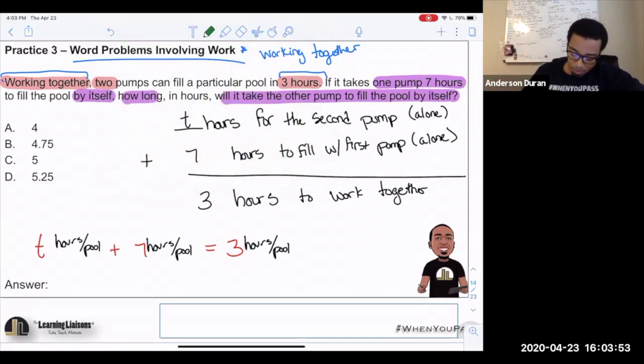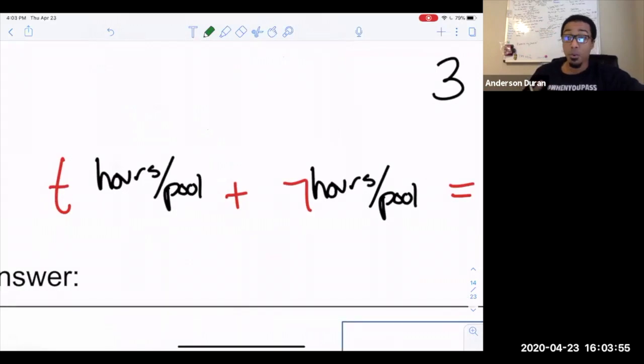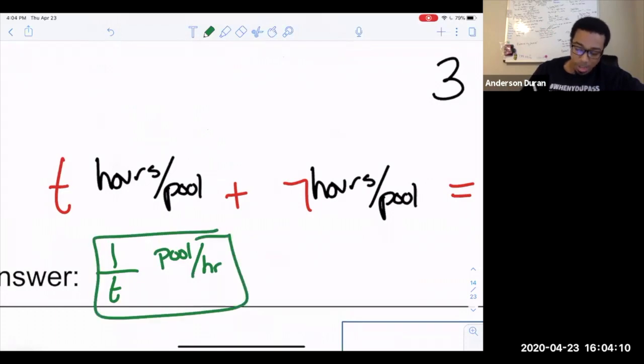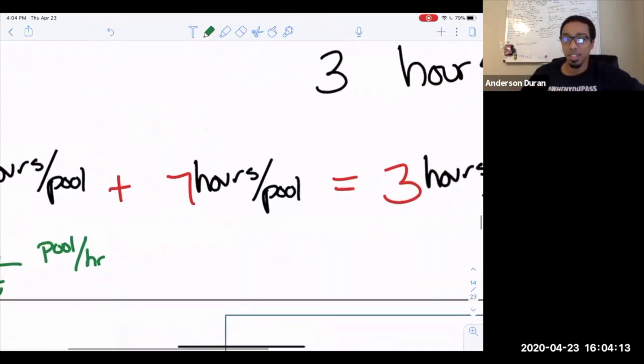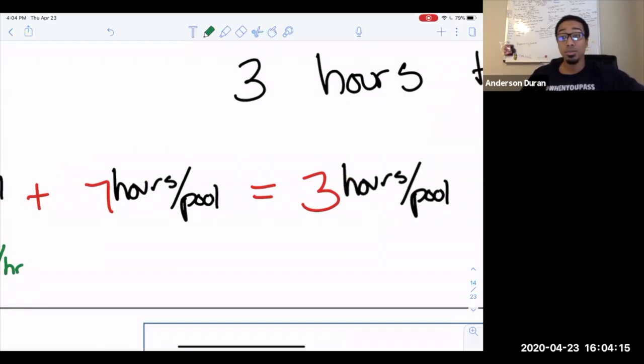So instead of saying it's T hours per the whole pool, essentially I'm going to flip it. I'm going to say 1 over T, because if I flip it, I'm saying that you get 1 over T of the pool done per hour. And this probably doesn't make a lot of sense, right? Let me just show you the 7 now. If it takes you 7 hours to fill a pool, what fraction of the pool do you get done in 1 hour? So instead of hours per pool, if we flip it to the amount of the pool per hour, think about it.